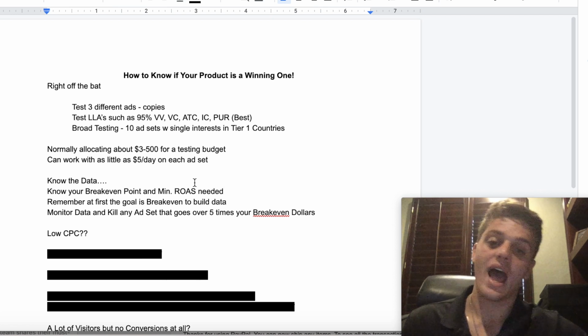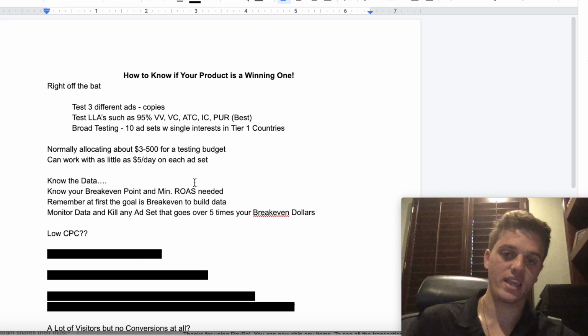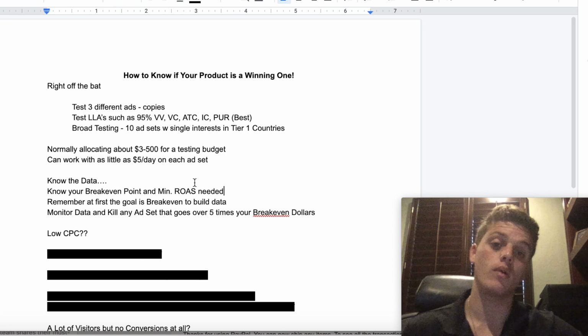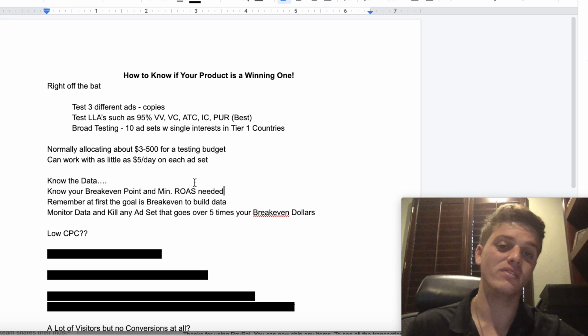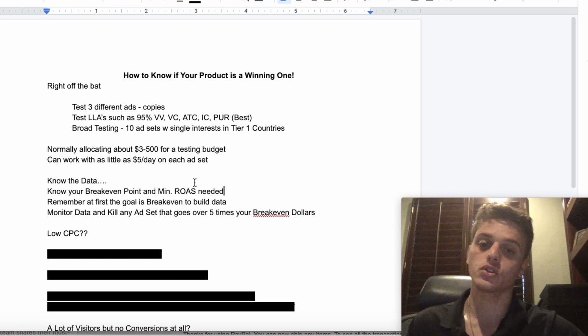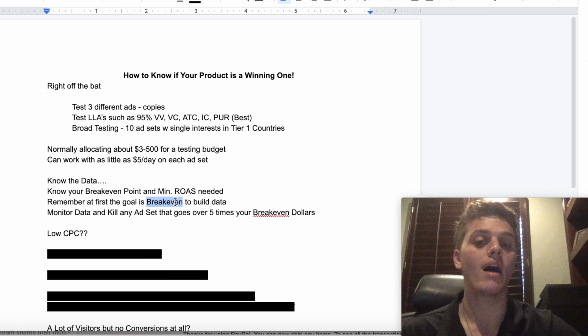Now remember, at first the goal is just to break even, to build that data so you can run more effective lookalikes and kind of season the pixel that you have so that Facebook can better push your ads to the right people. So you want to remember that break even is the goal, not profit at first.